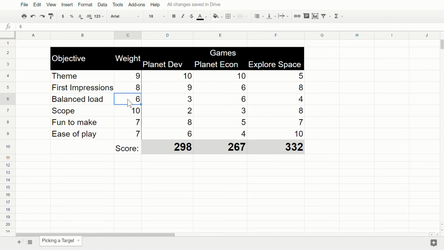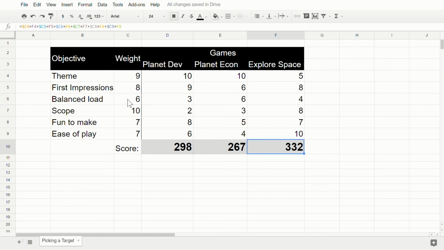So what that means then is that each of these games, so Planet Dev has a 3 for balanced load. That means it's not a very balanced load. So in order to get that portion of the Planet Dev score, you do 6 times 3 and add it to the total. So the Planet Dev total is 9 times 10 plus 8 times 9 plus 6 times 3, all the way down the line, and the end is 298.